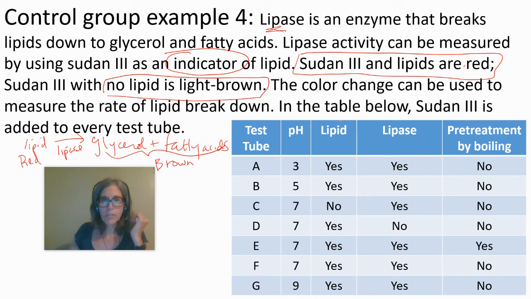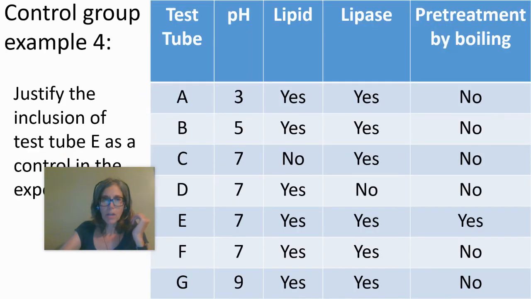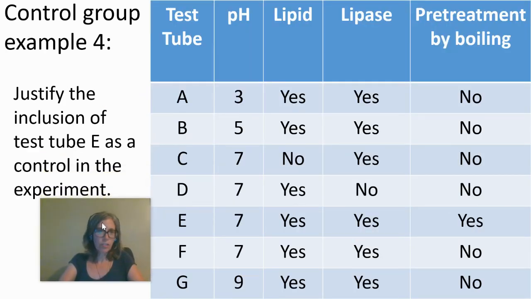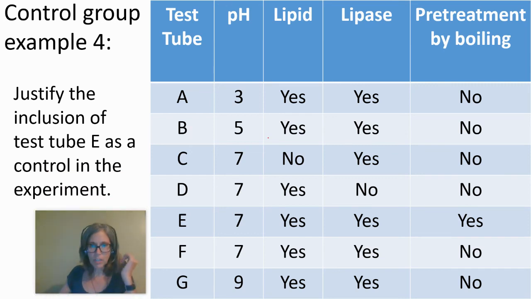In the table below, Sudan III is added to every test tube. So we have a bunch of test tubes at different pHs, and you put lipids in all of them except this one. You put lipase in all of them except this one, and you pre-treat with boiling none of them except this one. So you boil this one. So notice that you've got 4 test tubes at pH 7, but 3 of them have something else done to them. Okay. So it says justify the inclusion of test tube E as a control in the experiment. So what was E again?